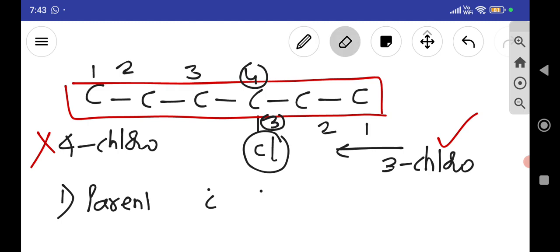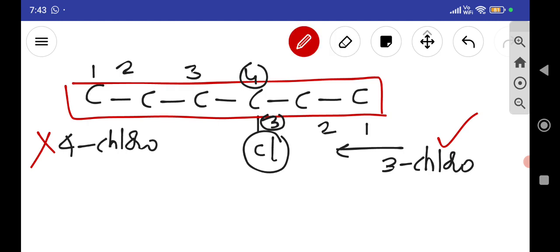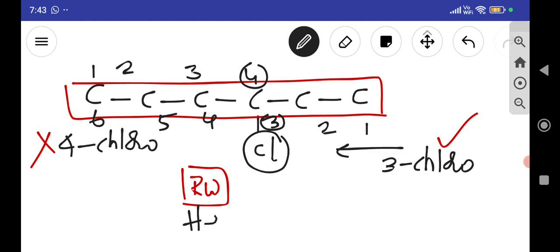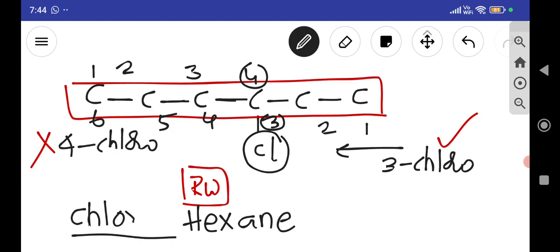Now according to the formula, if you write the root word first, what is the root word here? Number of carbons here you are having 6, so root word for 6 carbon is hex. And second thing is, in between the carbons you are having single bond, so you will write it as ane. And then here you need to mention the secondary prefix, that is the functional group. So chloro at which position? It is at third position. So this is the method of writing the name of this compound.